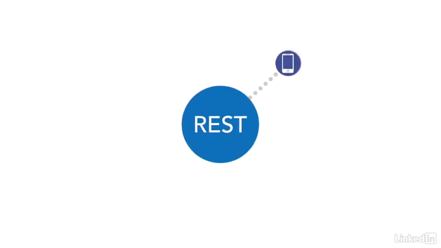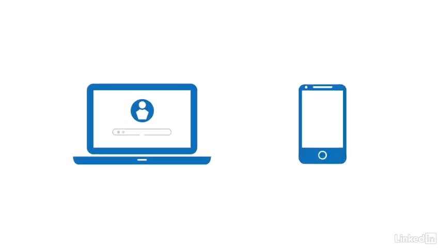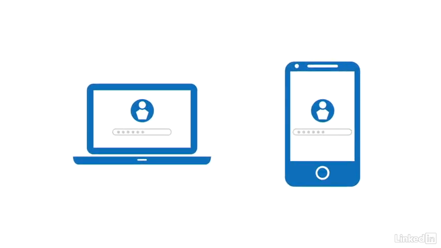This allows us to create so-called single-page applications on the web and native apps for mobile devices and platforms that all use or consume the same REST resource. To give a practical example, when you visit LinkedIn on your computer and your smartphone, you use two different applications to access the same data from the same REST resource.